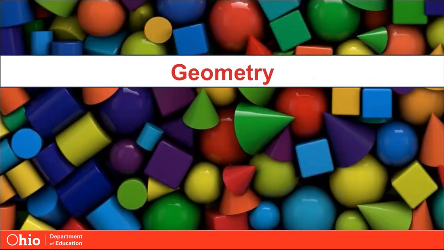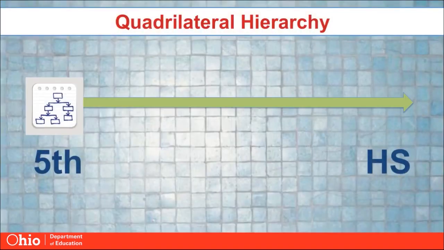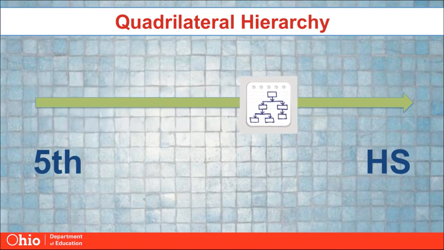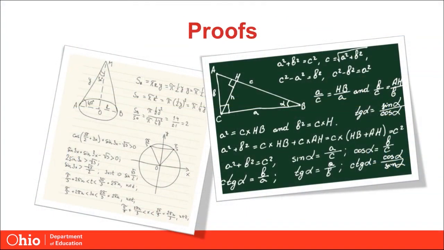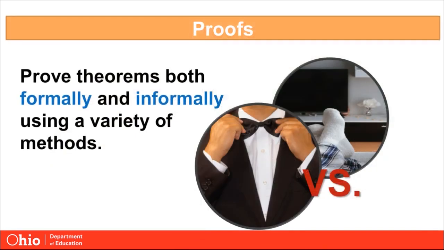The next slides show some changes in geometry standards. Research showed that students were not developmentally ready to reason about a quadrilateral hierarchy until high school, so the standard moved from 5th grade to high school. Now a general discussion of attributes happens in 5th grade. A formal discussion of classification has now been moved to the high school. Proofs may appear in different forms and formats throughout all high school courses. Students should be given an opportunity to prove theorems both formally and informally using a variety of methods.